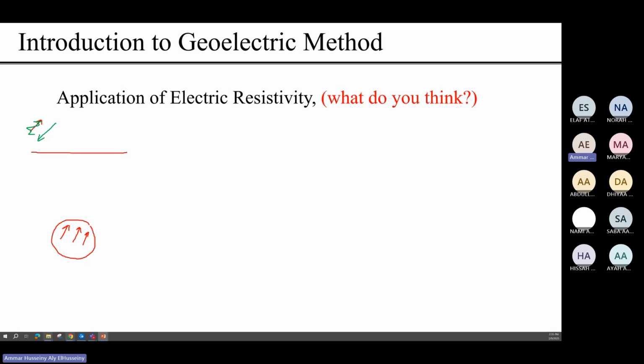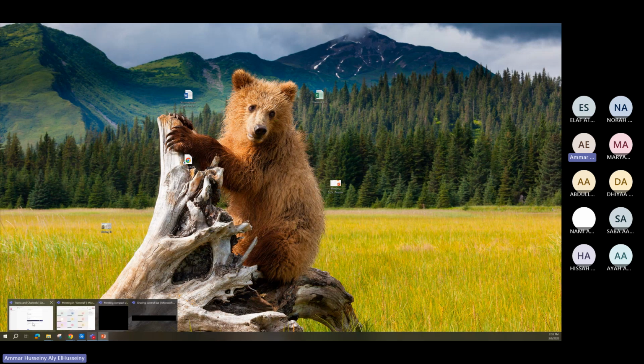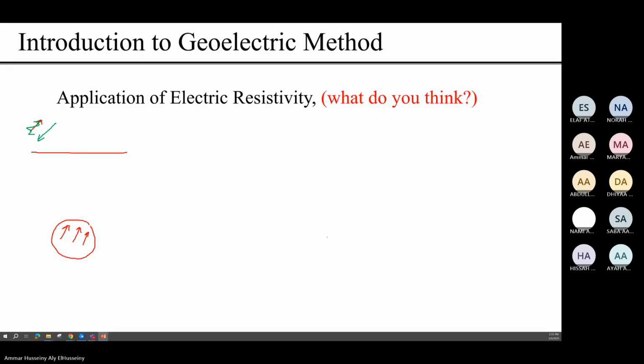Whoever asked the question, is this clear now? Is there anything still pending? Saba. Okay, I assume. Okay. Any other questions? Okay. Shall I proceed with the GPR?